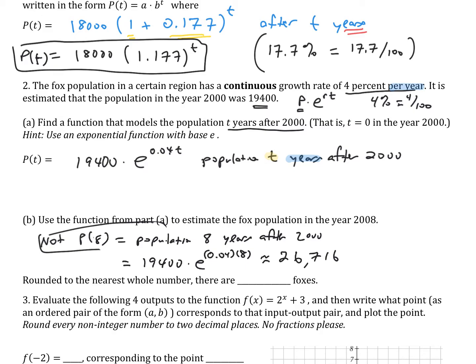So it depends on what kind of calculator you have, but let me just erase this. If you're entering this into a lot of calculators, you would want to make sure that you put a times symbol in there. So if you put in parentheses 0.04 times 8, then you'll be in good shape. If that seems weird to you, then just do that 0.04 times 8 calculation first. 0.04 times 8 is 0.32. And so you could just say 19,400 times e to the 0.32.